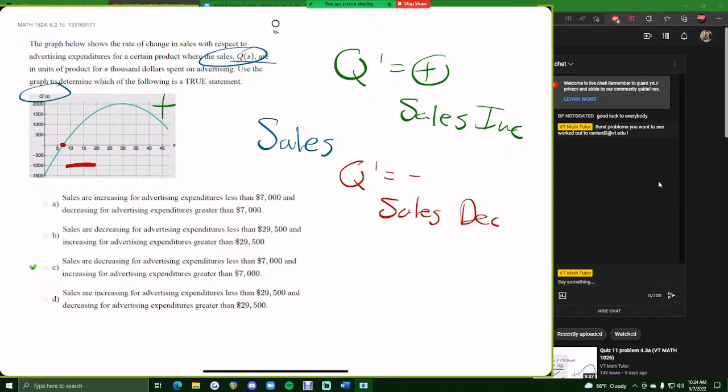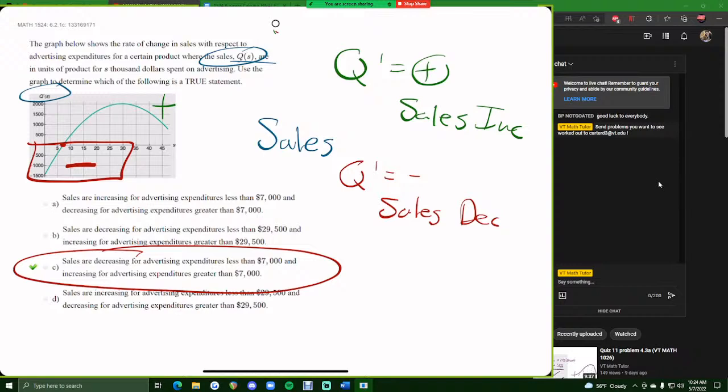All right, and so really you're just looking for the x-intercept, in my opinion. So that's about 7-ish, which the x-axis is in terms of thousands. So you're looking at one of these 7,000s, and then it's C, because sales are decreasing for values less than 7,000, since it was decreasing when it was below the x-axis. And then once it crossed over into the positives, that's where it changed to increasing for greater than 7,000.